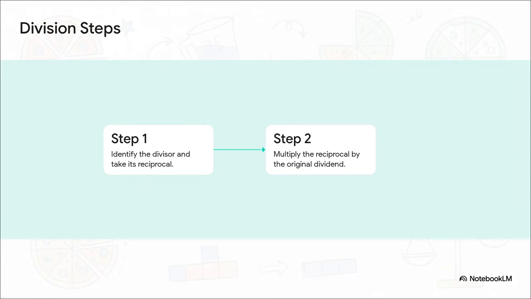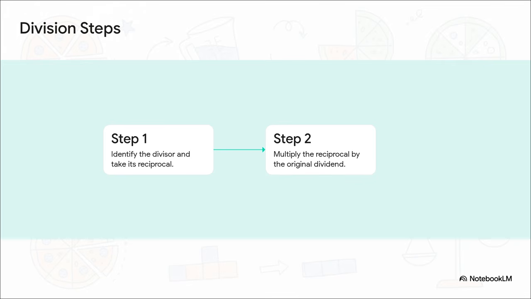Now we can actually put this trick to work. Here are your concrete steps for division. Step 1, identify the divisor. That's the second number in your equation, the one doing the dividing, and you take its reciprocal. Step 2, just multiply that reciprocal by your original dividend, which is that first number.